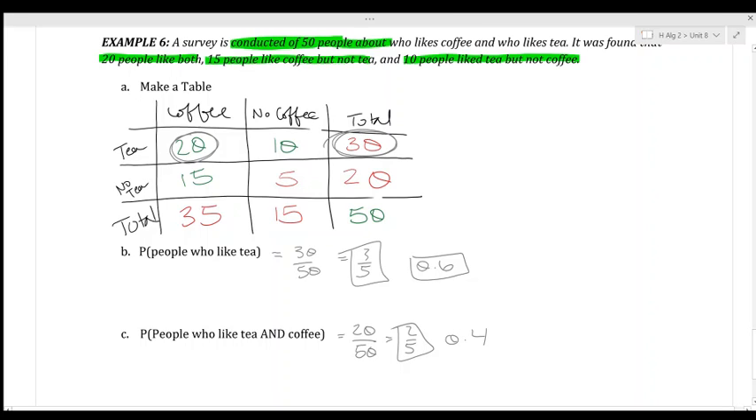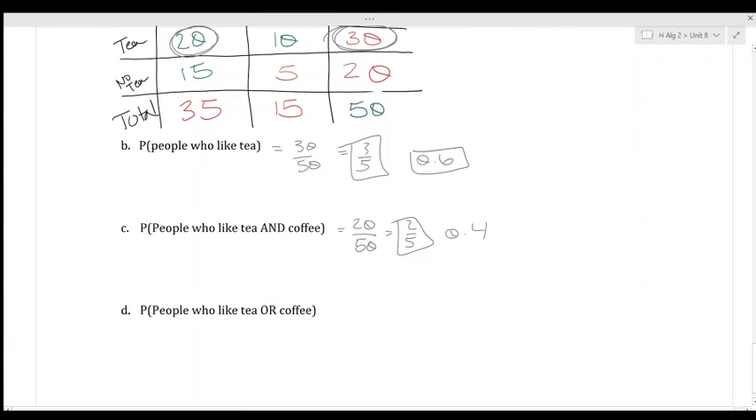Then we're asked people who like coffee or tea. Oh, bringing back some old skills here. So that means we have to take the probability of people who like coffee, we'll start with tea. Probability of people who like tea plus the probability of people who like coffee. Now, here's the thing. We have people who like just coffee, we have people who have just tea, but we also have people who like both. So we have to subtract the probability of people who like both tea and coffee.